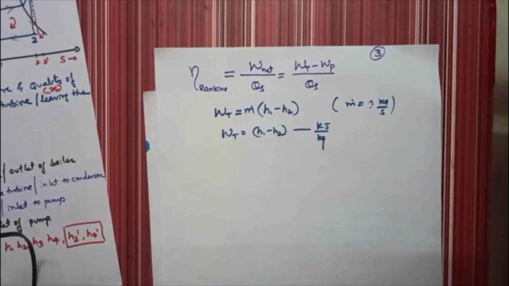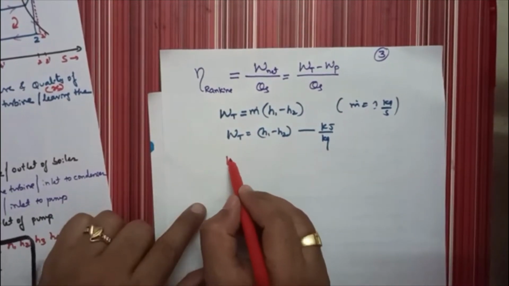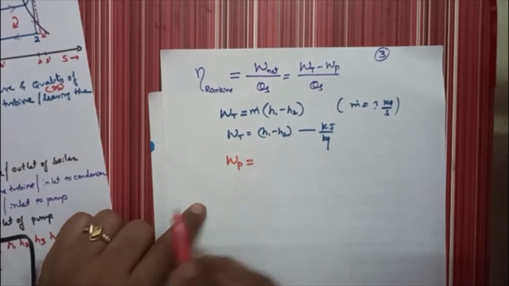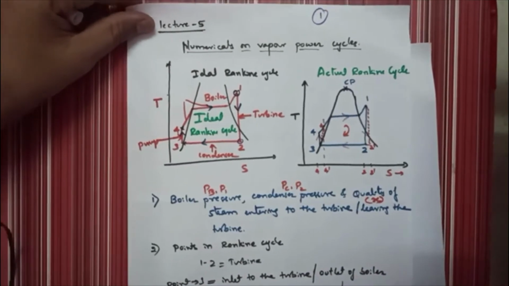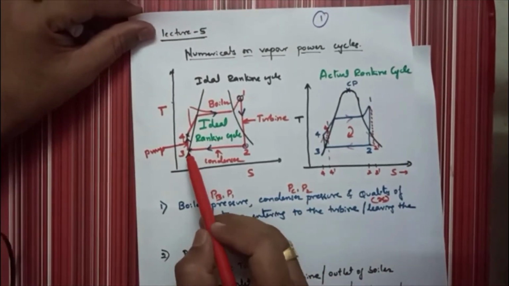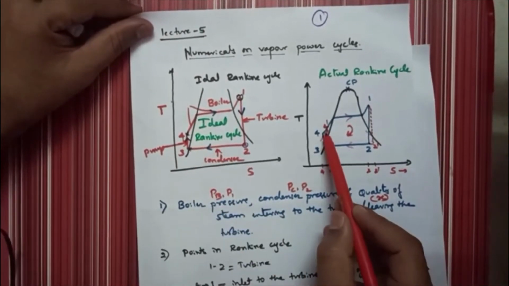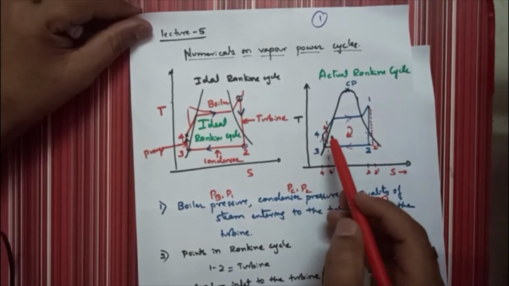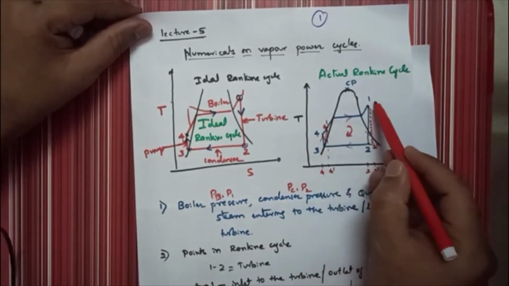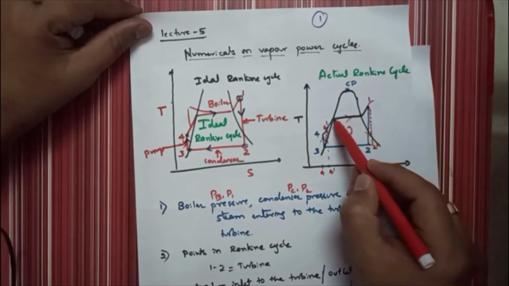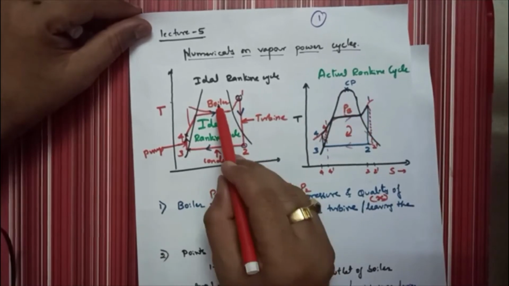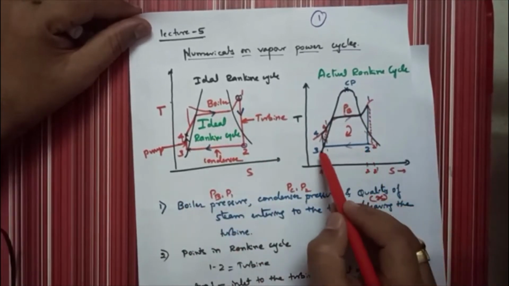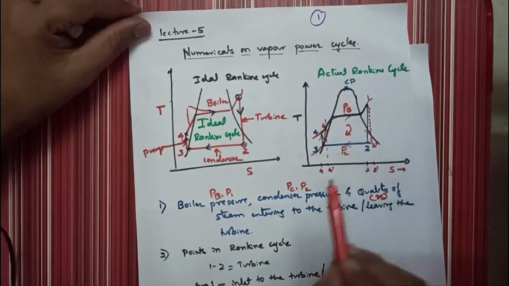Similarly, work done on the pump. Dear students, observe carefully, I need your attention here. Pump is nothing but 3 to 4. Okay, so 4 to 1 is one pressure line. This is the boiler. I will take it as PB, the boiler pressure. And 2 to 3 is the condenser pressure.